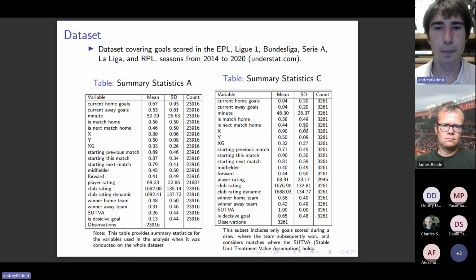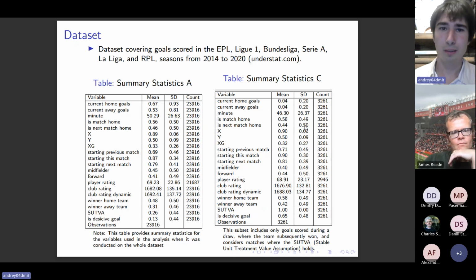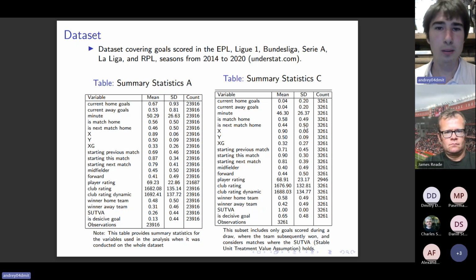Now I want us to go through all the variables quickly, so to understand what we are controlling for, what we are looking at. So current home goals and current away goals. Actually, we can understand that this is the number of goals scored by the home and away teams right before the goal was scored. So here's the observation, a goal, and under these variables, we can see the number of goals scored by home and away teams before the moment the goal was scored. Then minute, when the goal was scored. Next match home: these are the indicators of whether the current match is home for the team that scored the goal, or the next match, the same.